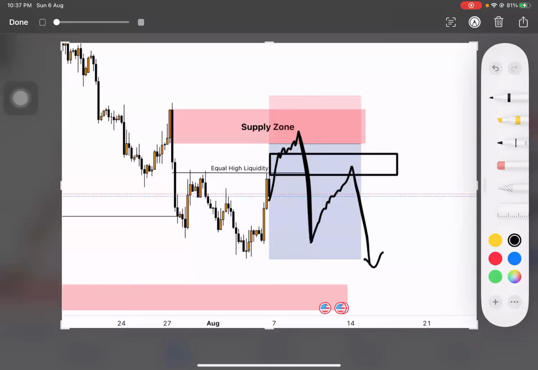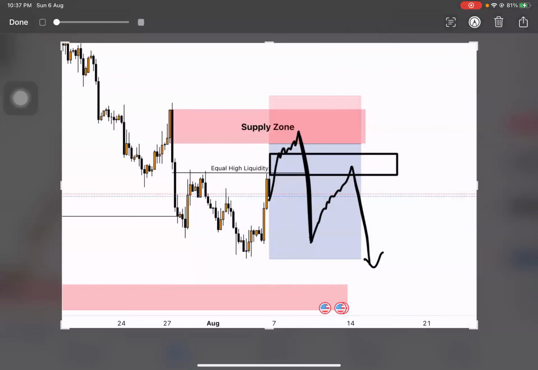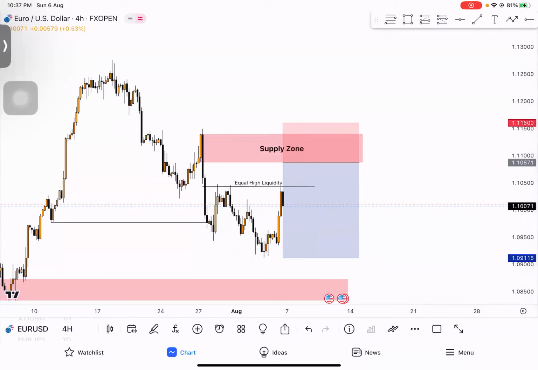But for me, I won't. 70 pips for a currency setup is way too much. Yeah, it's way too much for me.